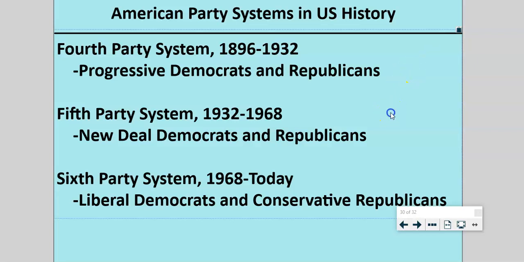Okay? Now, the big change during the Great Depression, why we're talking about this right now, is the fifth party system starts during the Great Depression and lasts until 1968 with the election of Richard Nixon. Richard Milhous Nixon. All right? Now, this is when we start to get the New Deal coalition. The New Deal coalition of Democrats. The New Deal and the election of FDR changes the base of support.